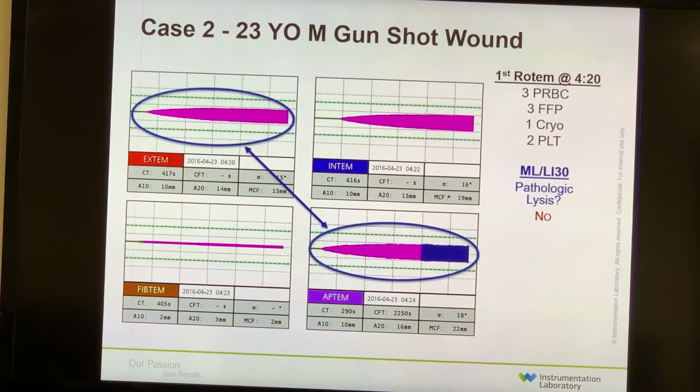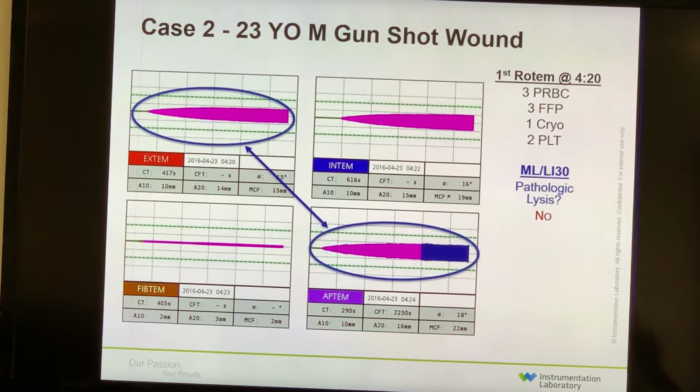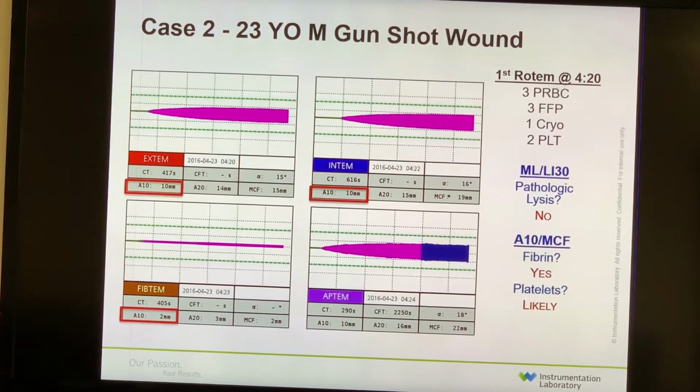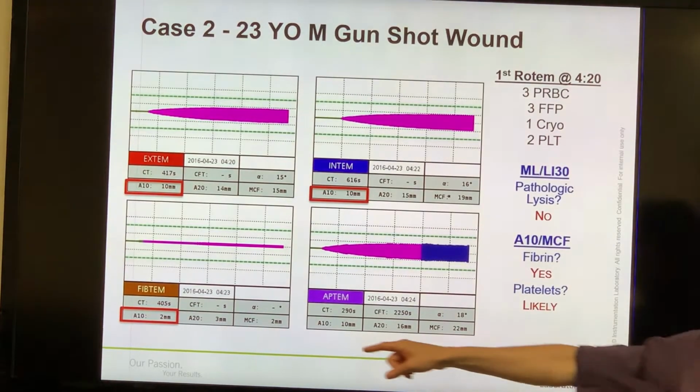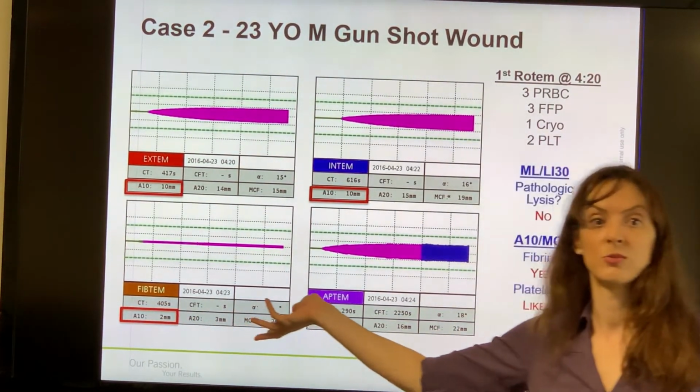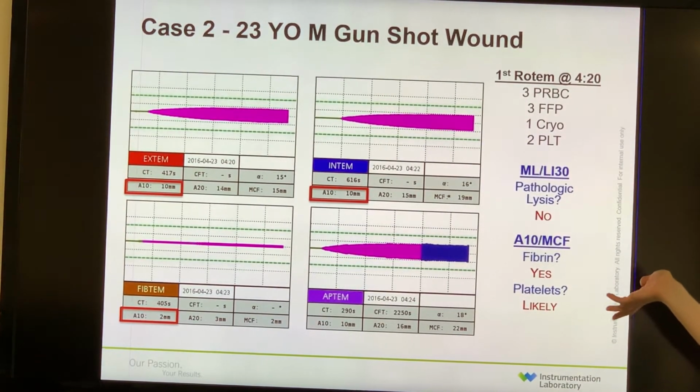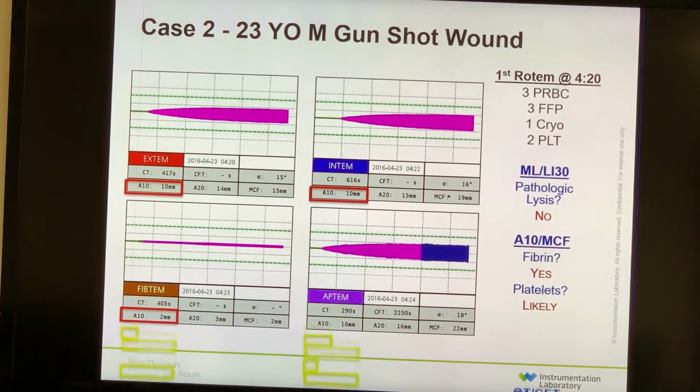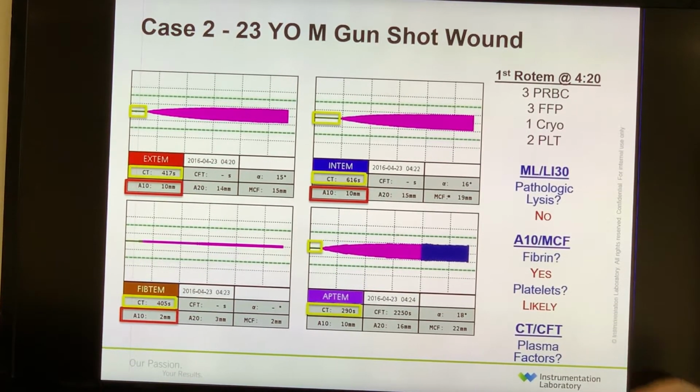So which parameter are we looking at? At the FibTem, but are we gonna look at A10, CT, or ML? A10. So we're looking at our A10 and our FibTem, we see it's 2, so what would be maybe your takeaway from this Rotem? The need for fibrinogen, yeah. And we also have answers right there.